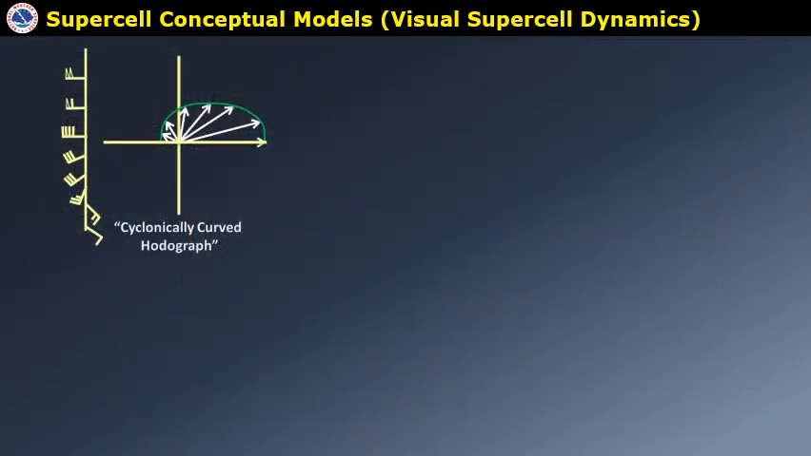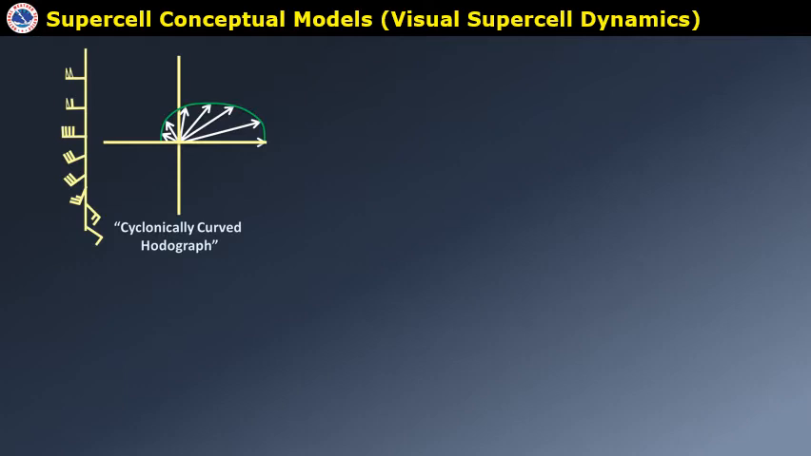Next, let's examine what happens when we have an environment that is characterized by both speed and directional wind shear. In this idealized wind profile that you see on the left, we notice that not only do the winds increase with height, but they also change direction as well. When we plot the winds in a 2D plane, we get more of a curved hodograph. Typically, across North and Central Texas, the hodograph curves to the right or in a clockwise fashion.